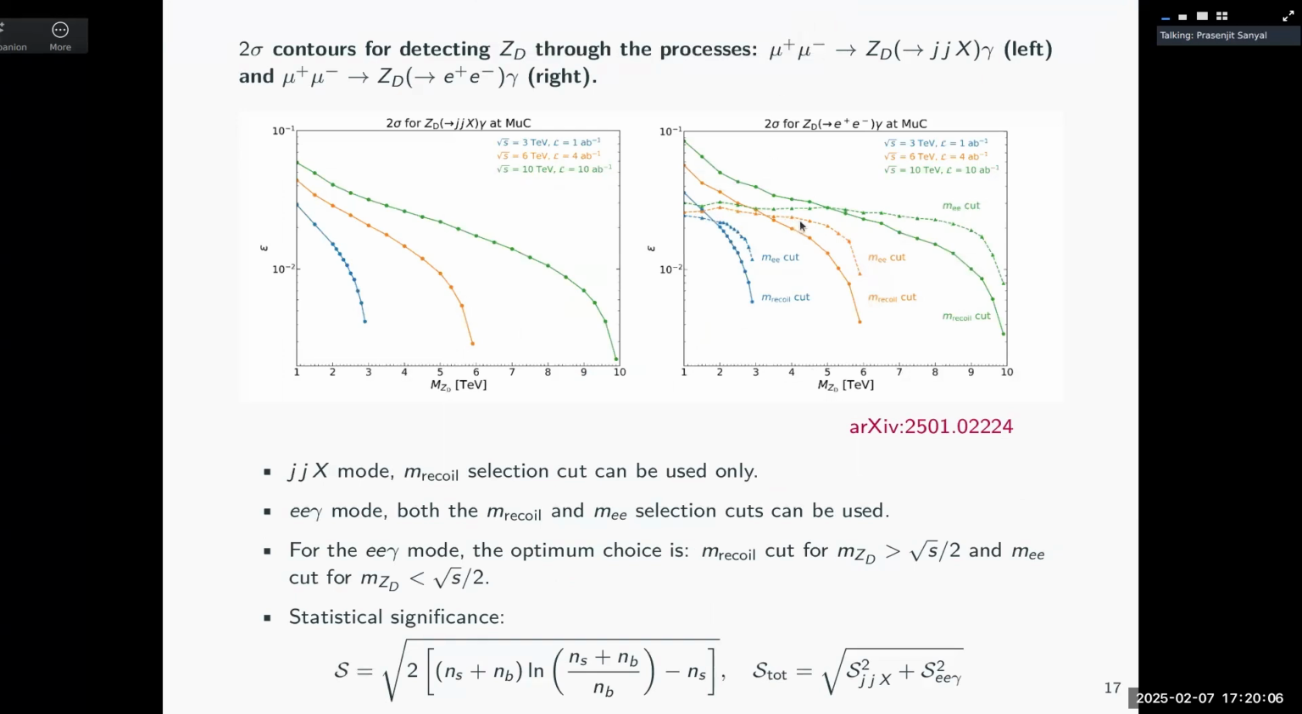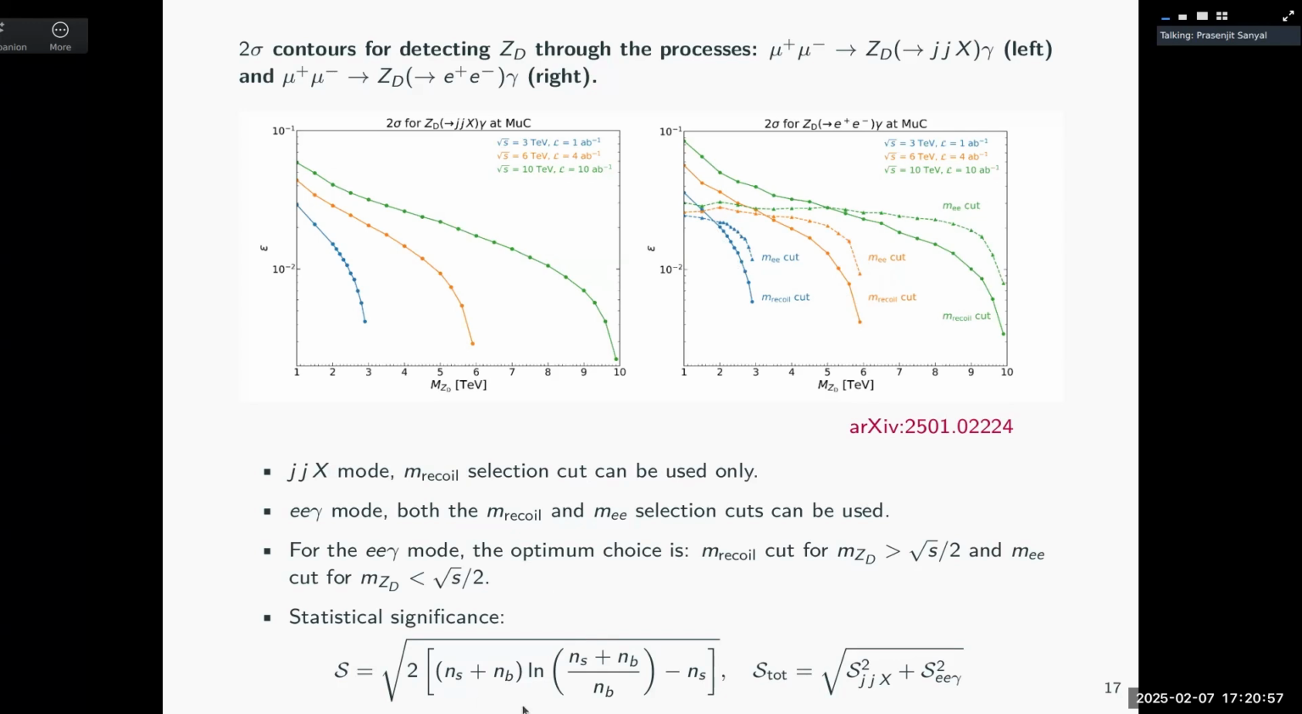So for the electron mode, as I was saying, we can apply the invariant mass cut as well as the recoil mass cut, both of them or either of them. So which one to use? We have noticed that if we use the recoil mass cut for the heavier dark Z, then the results are better, as you can see. The solid lines are the 2 sigma contours while applying the recoil mass cut, and the dashed lines are the 2 sigma contours if we apply the electron positron invariant mass cut. So the invariant mass cut is efficient for lighter dark Z, and for the heavier dark Z, the recoil mass cut is more efficient.